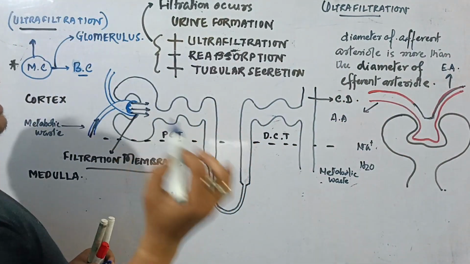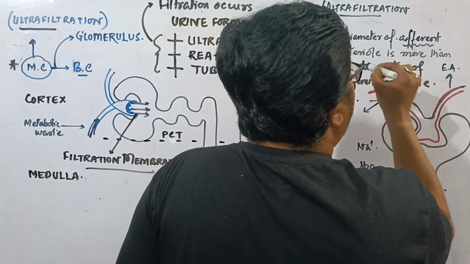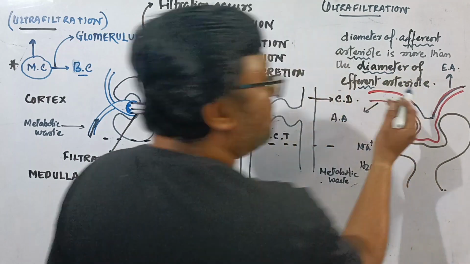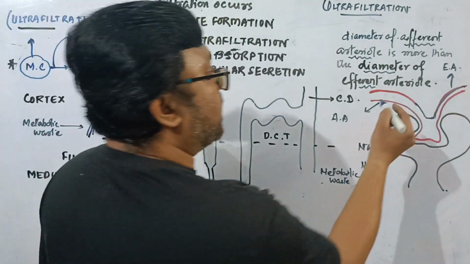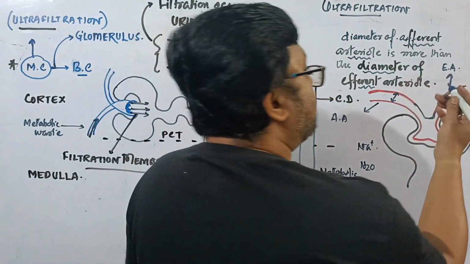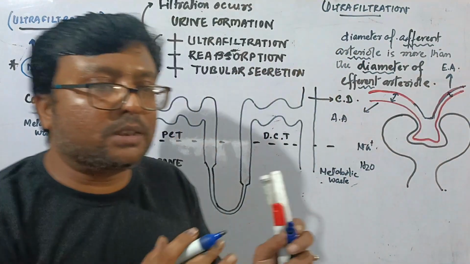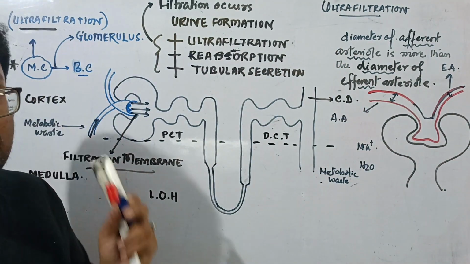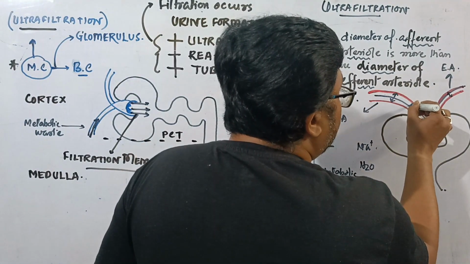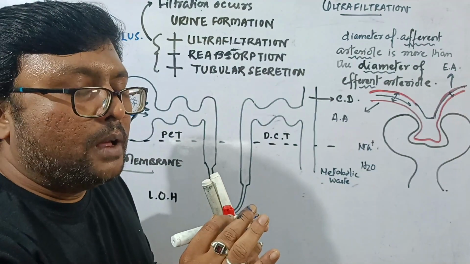তো প্রথমেই বলা হয়েছে, দেখে নেবে, বারবার বলছি যে the diameter of afferent arteriole is more than the diameter of efferent arteriole. আমি চেষ্টা করেছি সেইভাবেই আঁকার, যে এখানে afferent arteriole এর ডায়ামিটারটা বেশি দেখানো হয়েছে and it is more compared to efferent arteriole. Is it okay? Yes, sir.